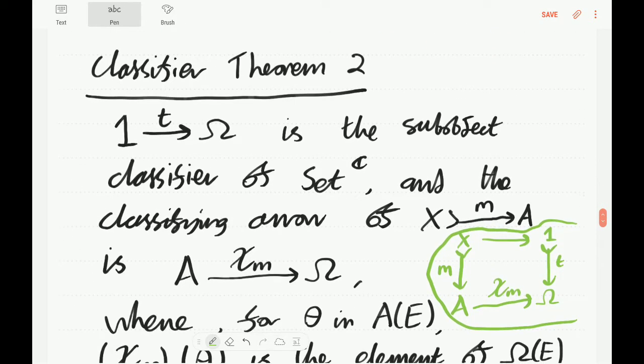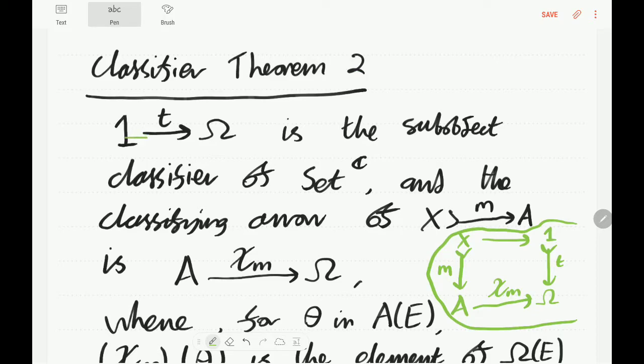Okay, our second classifier theorem then, this tells us how we can actually find the classifying arrow of a particular monic. Okay, so suppose, again, obviously in sets to the power of C, we have a monomorphism m from an object X to an object A, and we want to find chi of m, this arrow chi of m from A to omega, which is the classifying arrow of m. So this theorem explains how to do it.